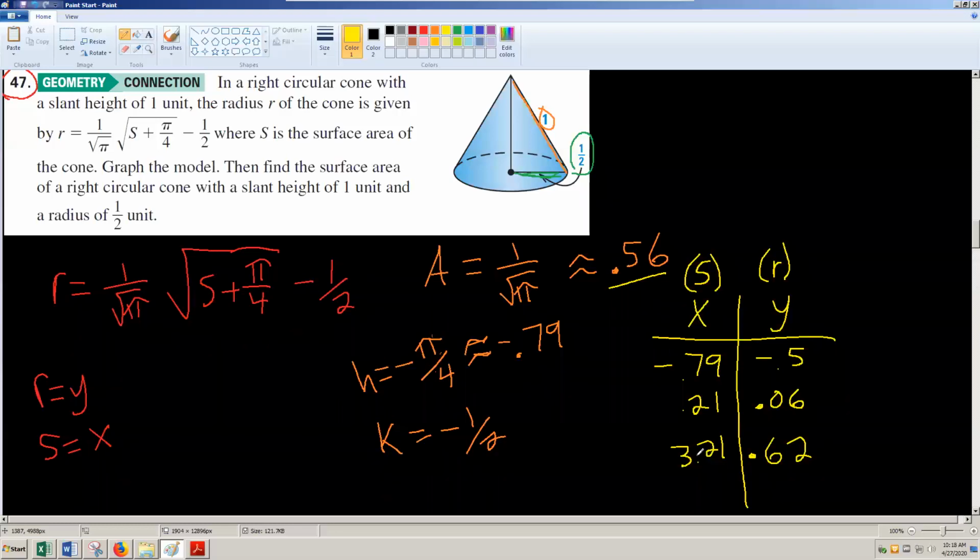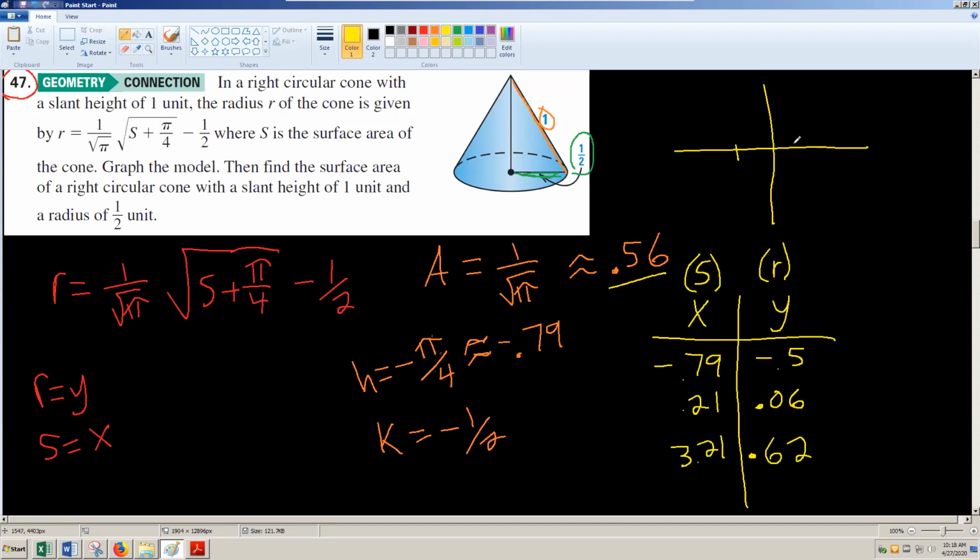So if I plugged in 3.21, 3.21 plus 0.79 is going to give me 4. Square root of 4 is 2. 2 times this thing minus 1/2 is going to give me approximately 0.62. So again, just messy plugging in of numbers here, but nothing different than what we've been doing. So now in terms of the final graph, this thing would start out at -0.79.